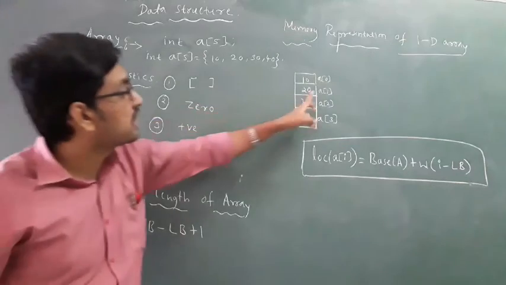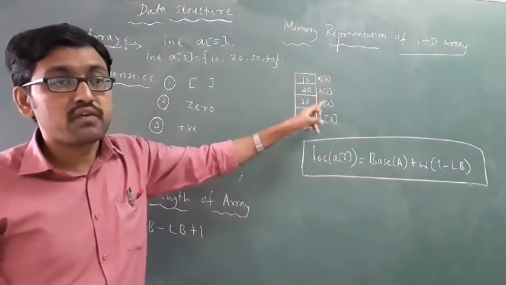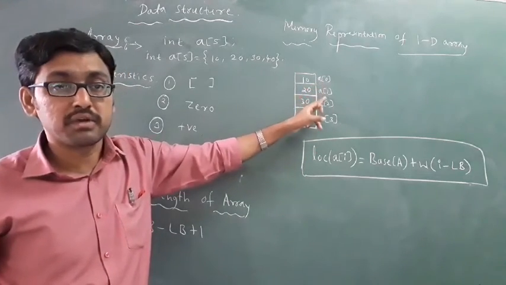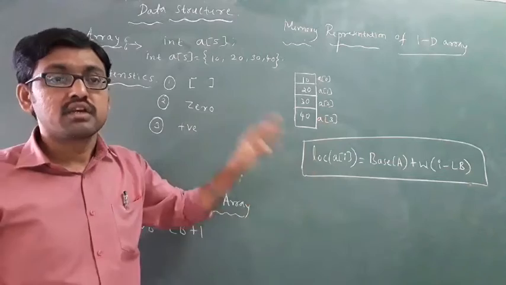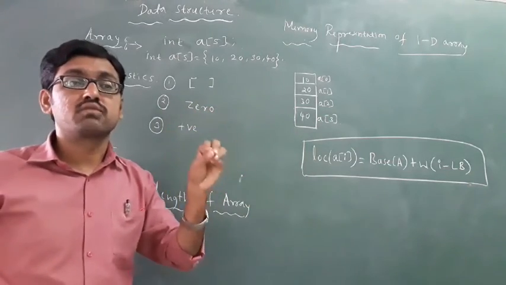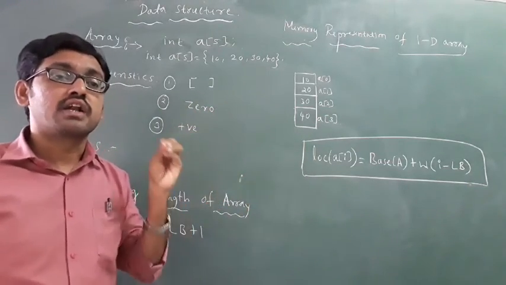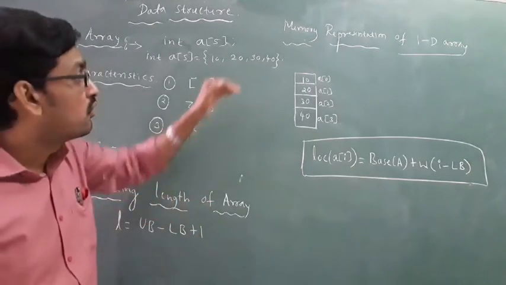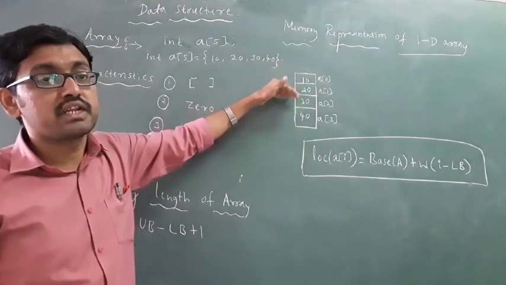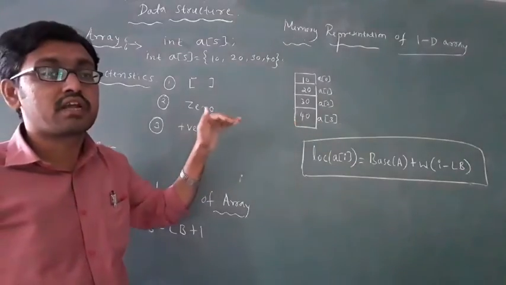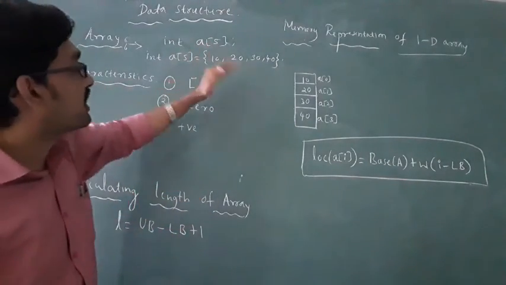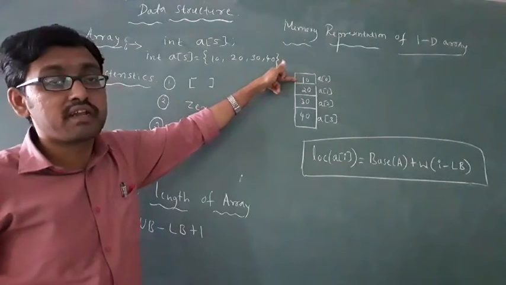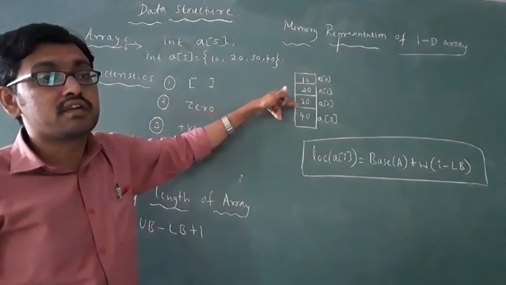These are called memory locations. Sequential memory location means one by one, 0, then next 1, then next, like this. This is called sequential memory location. That's why an array is the best example for a linear data structure. An array always has sequential memory locations. Data will be stored one by one. First 10 is stored, 20 is stored next, then 30, 40, like this.